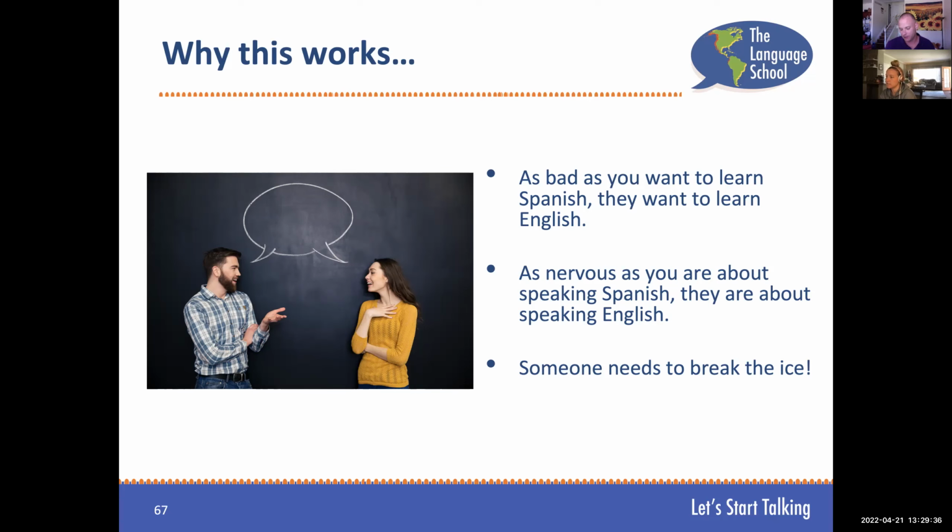But there's psychology built into this introduction, right? If you think about it like this, as bad as you want to practice Spanish, most of those Spanish speakers also want to practice English. Most of the Spanish speakers around here have that desire to improve their English. And when it comes to meeting people, everybody's nervous. That's why, on your first day at work, we do these ridiculous icebreaker activities sometimes. That's all about trying to break that nervousness, right?